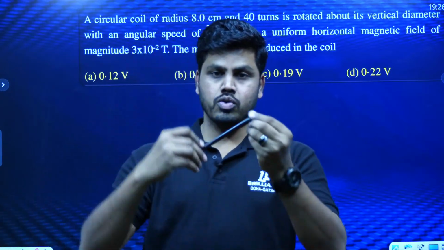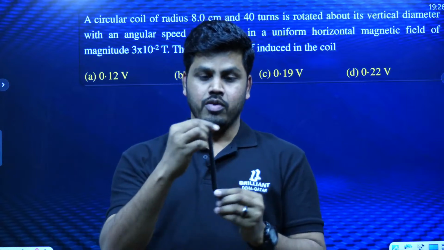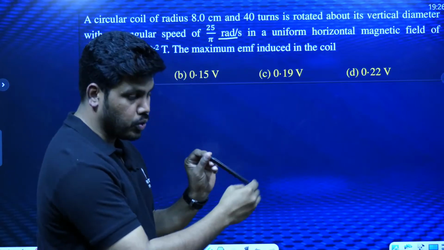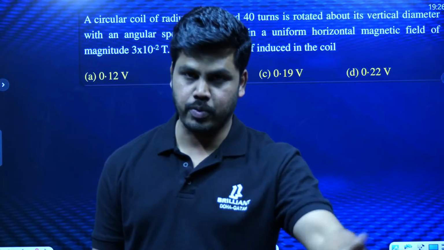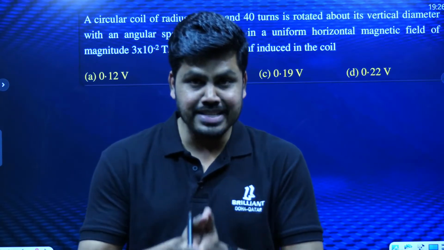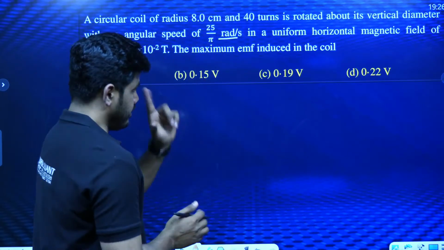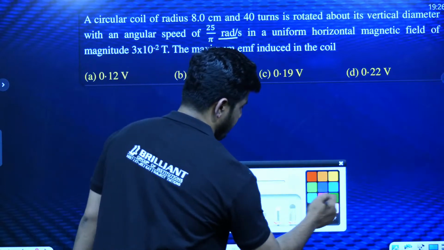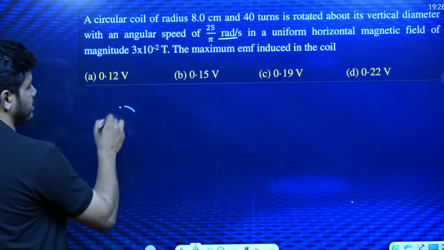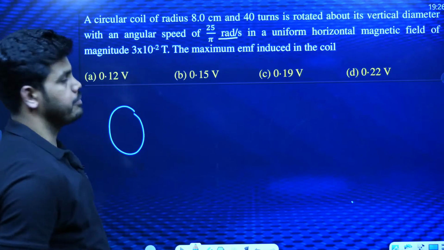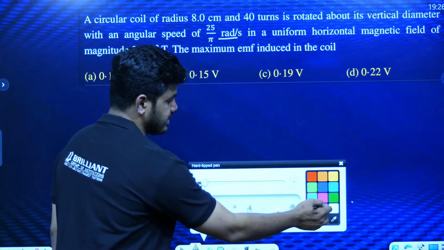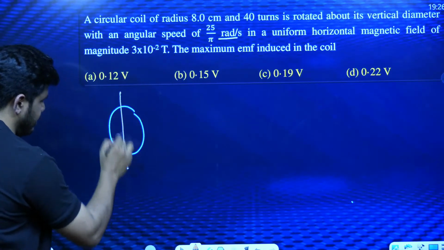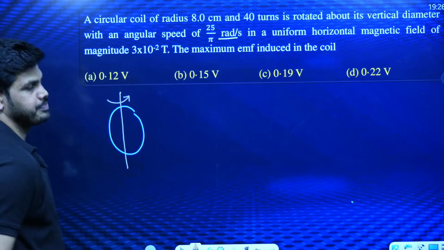Before, it was just a conductor rotating, right? In a rotating rod, we have a specific case of rotating rod in an external magnetic field. That is how we used the equation half B omega L square there. What actually happens in this particular case? Here, we can say it's a circular coil. It has a radius 8 centimeters and it is rotating about a vertical axis. See? Rotating about a vertical axis.